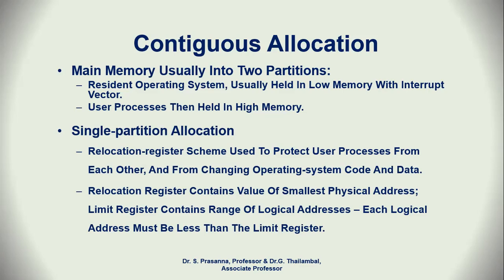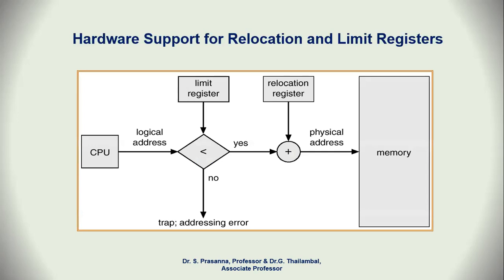And what is single partition allocation? Single partition allocation is the relocation register scheme used to protect user processes from each other and from changing operating system code and data. The relocation register contains the value of the smallest physical address. The limit register contains the range of logical addresses; each logical address must be less than the limit register. So we will see in the example diagram what the limit register and the relocation register are.